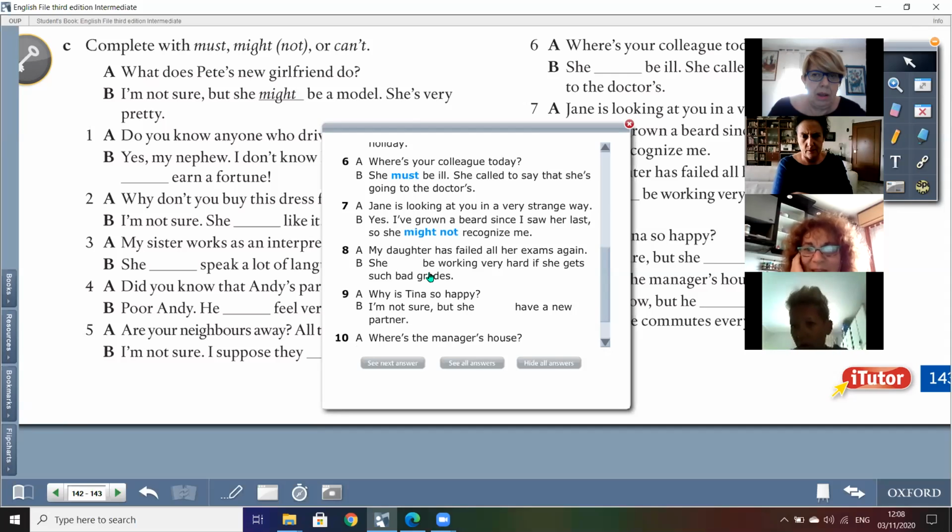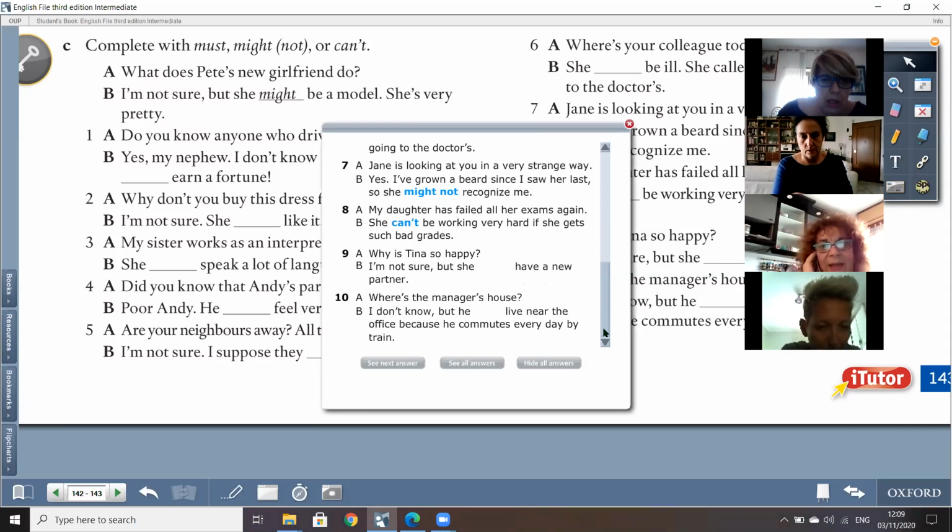My daughter has failed all her exams again. She must be working very hard if she gets such bad grades. Or she can't. No, can't, because it's negative. She can't be working very hard if she gets such bad grades. I deduce that she didn't work a lot, because otherwise she would never have got such bad grades. Okay.